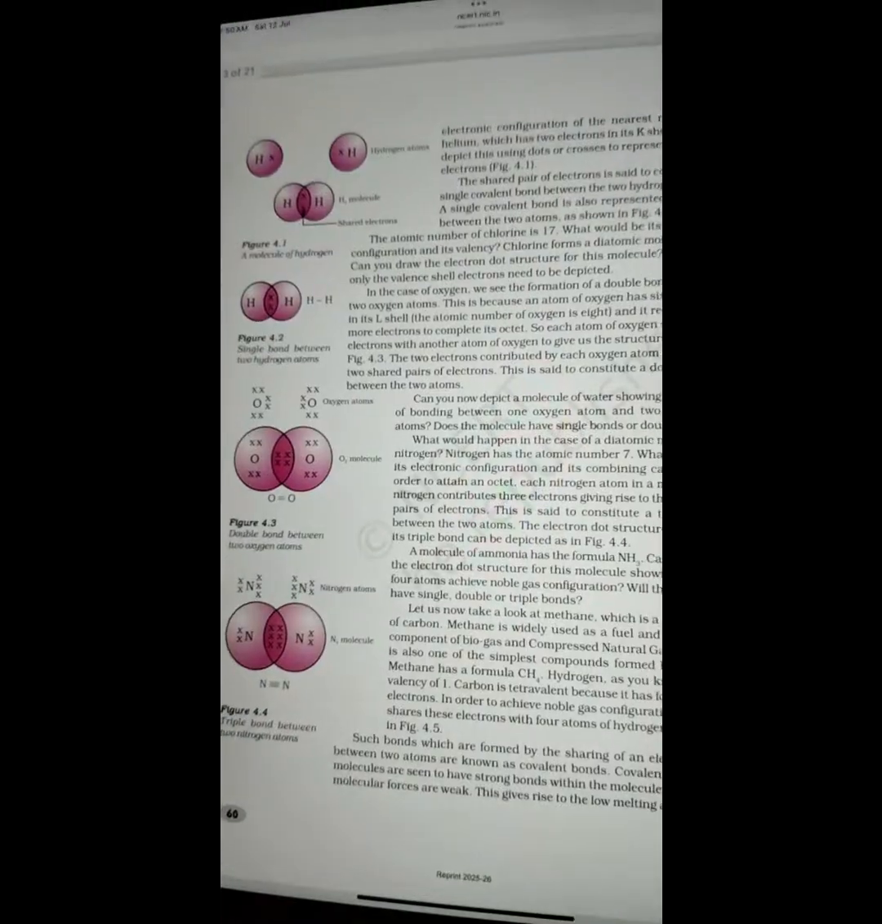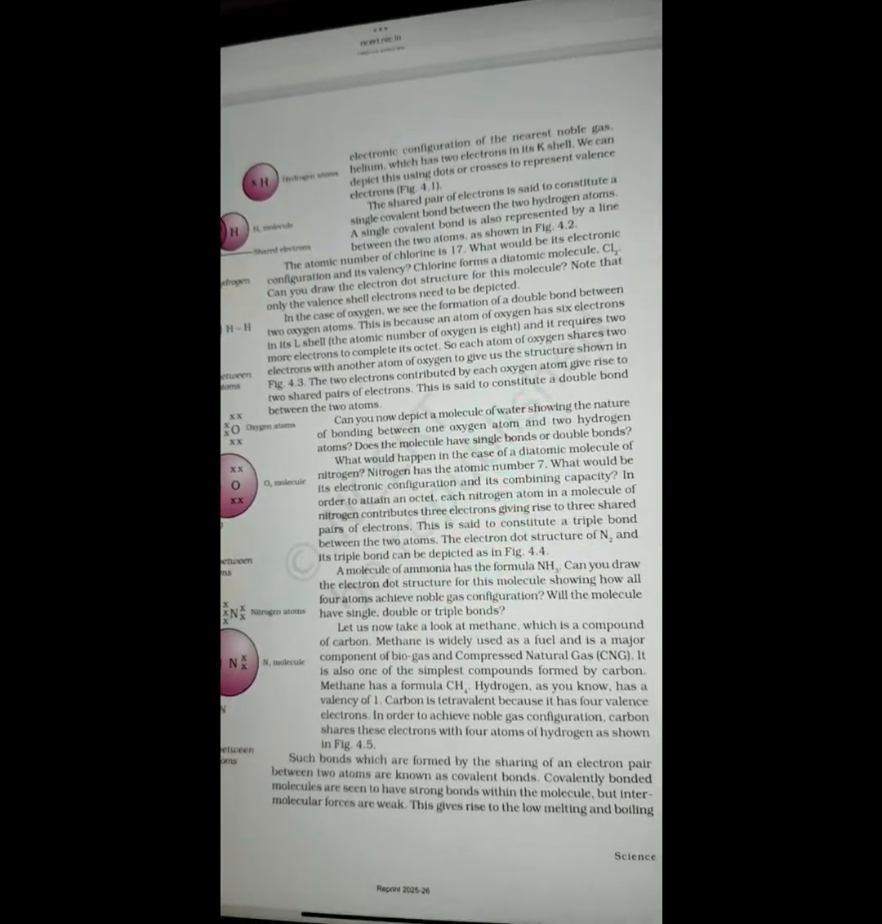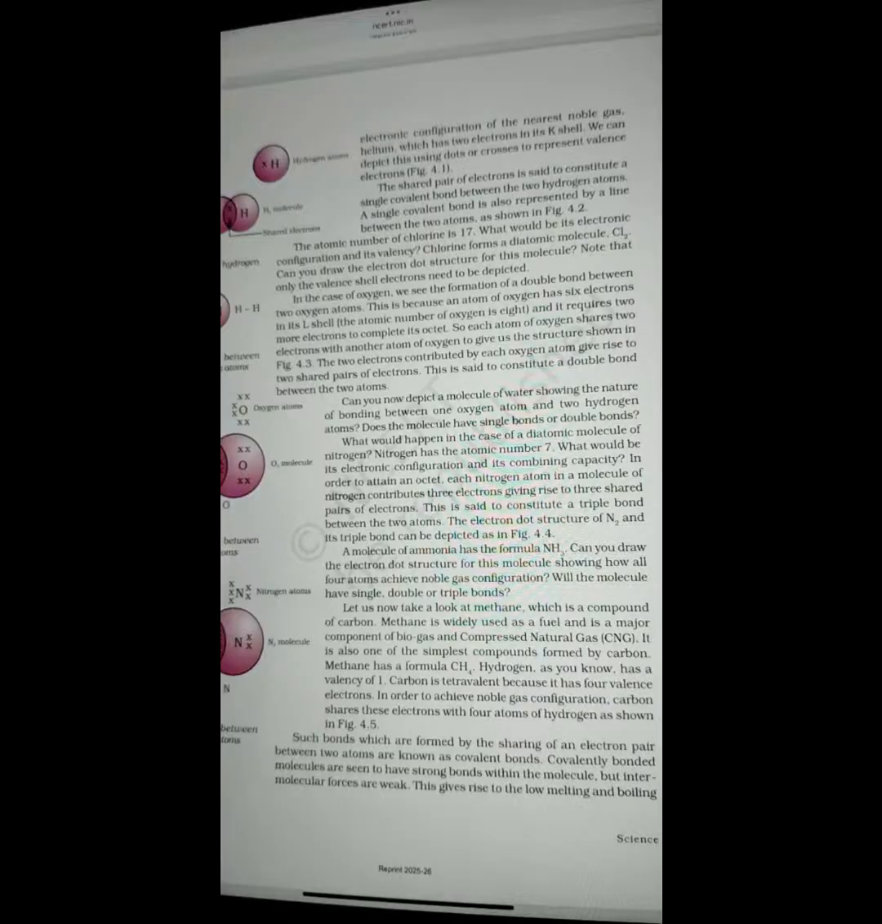This allows each hydrogen atom to attain the electronic configuration of the nearest noble gas, helium, which has 2 electrons in its K shell. We can depict this using dots or crosses to represent valence electrons as shown in figure 4.1. The shared pair of electrons is said to constitute a single covalent bond between the two hydrogen atoms. A single covalent bond is also represented by a line between the two atoms as shown in figure 4.2.